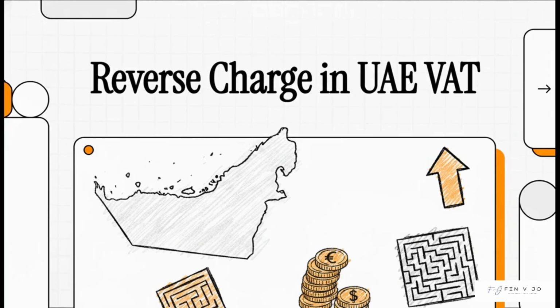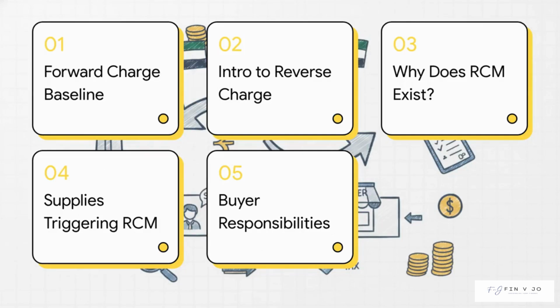Welcome to today's Explainer, where we're tackling a mechanism that fundamentally shifts supply chain liability, the reverse charge mechanism, or RCM, in UAE VAT. If you handle any cross-border procurement, understanding how this completely flips the standard tax script is absolutely critical for your compliance. Let's dive right in. Here's our roadmap for today.